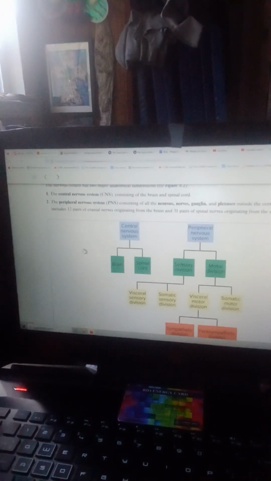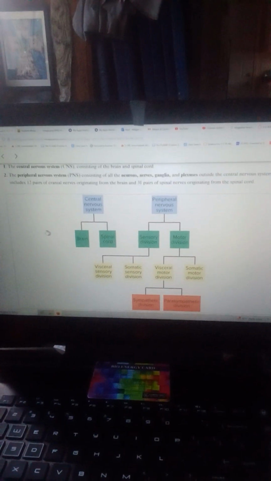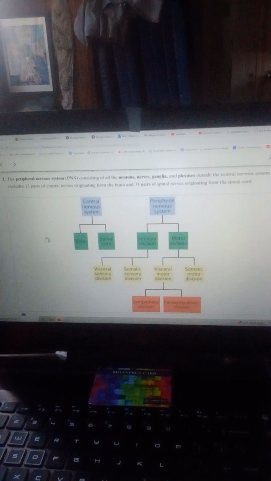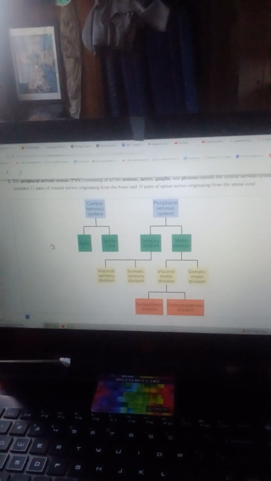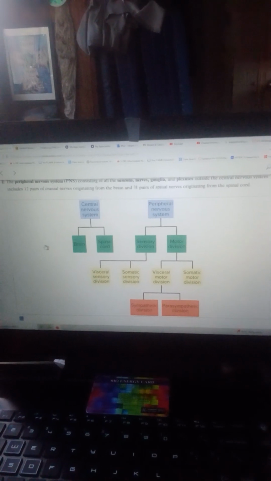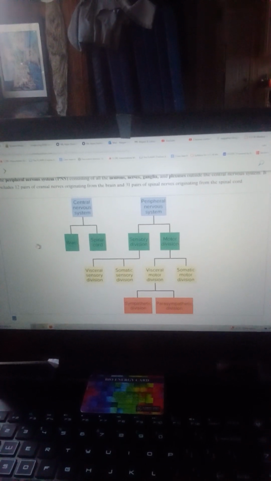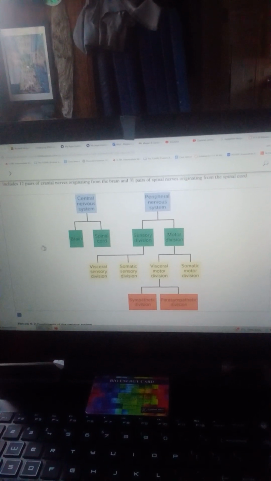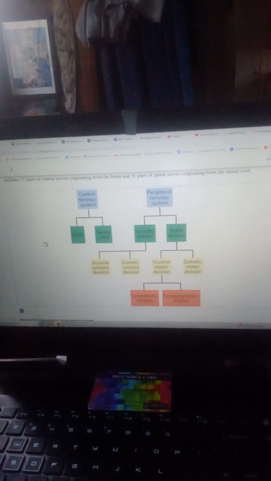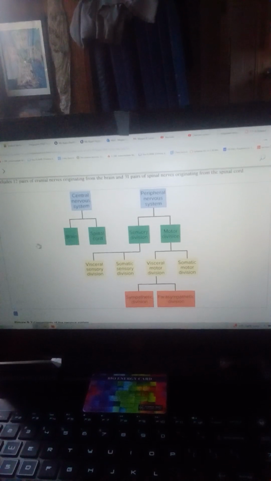Divisions, components of the nervous system. The nervous system has two major anatomical subdivisions. One, the central nervous system, CNS, consisting of the brain and spinal cord, and two, the peripheral nervous system, PNS, consisting of all the neurons, nerves, ganglia, and plexuses outside the central nervous system. It includes 12 pairs of cranial nerves originating from the brain and 31 pairs of spinal nerves originating from the spinal cord.